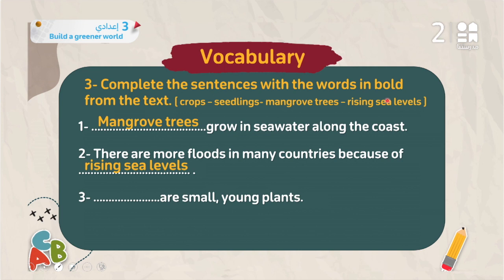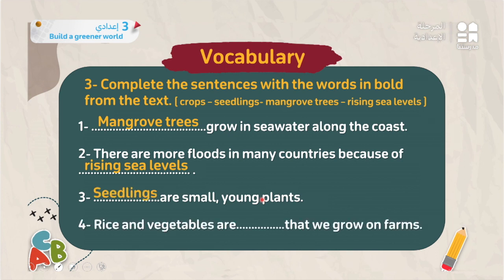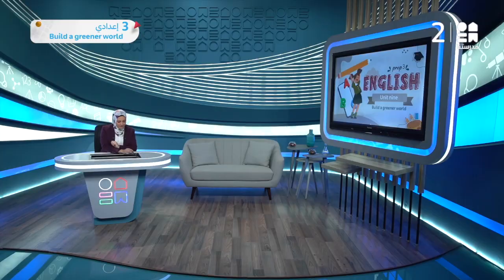Number 3, space are small young plants. Young plants. قلنا young plants اللي هي زي النبتة أو الشجرة اللي عمرها صغير لسه صغيرة. دي اللي هي seedlings. Rice and vegetables are space that we grow on farms. الرايس الرز والخضار دول ايه؟ محاصيل crops. طيب كده خلصنا ال vocabulary word بتاع ال passage دي.